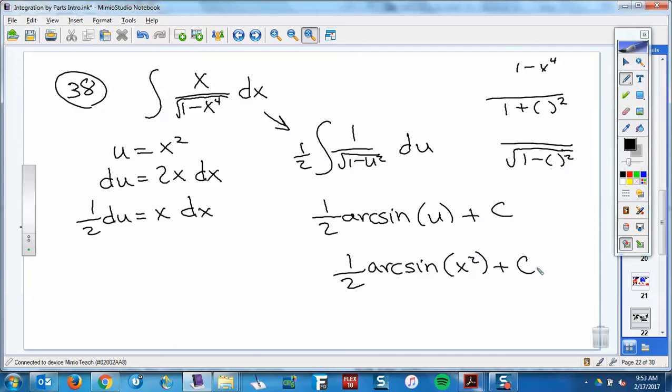And there is no arc cosine we have to work with, because if you remember the derivative rule for arc cosine, it was the same as arc sine, but it had a negative on it. So if we ever see a negative out here, we wouldn't think of that as arc cosine, we would just think of it as negative arc sine, and they are the same.